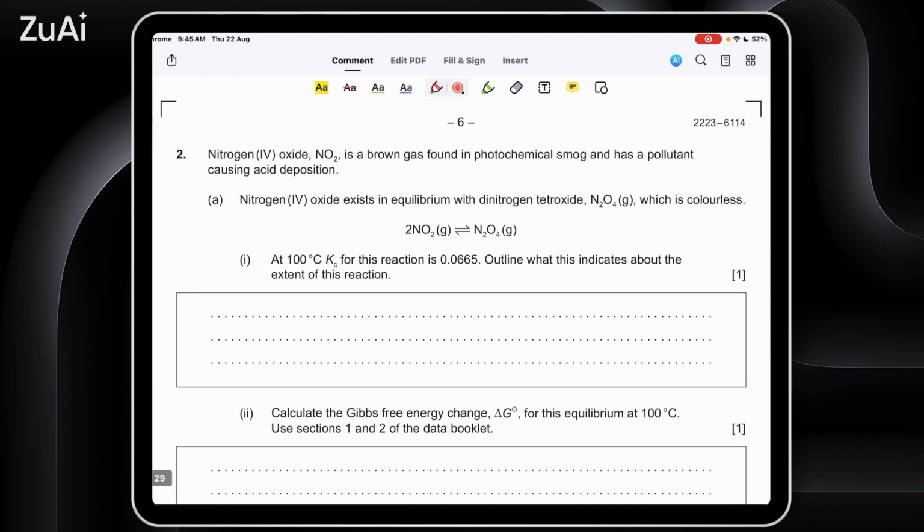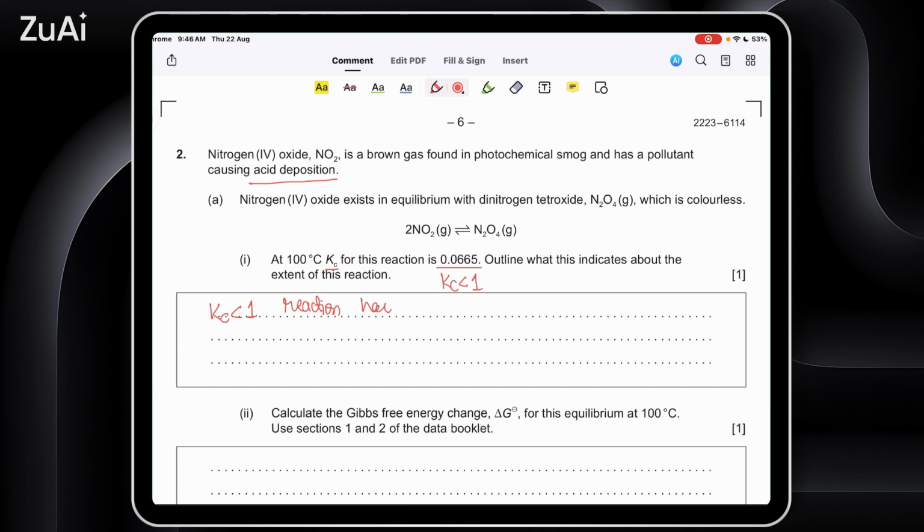Now the second question is, nitrogen dioxide is a brown gas found in photochemical smoke and is a pollutant, and causes acid deposition. So nitrogen oxide exists in dynamic equilibrium, and at 100 degrees Celsius the Kc for this reaction is given, that is 0.0665. Since this Kc is less than 1, the reaction hardly proceeds, or it should be a reverse reaction.